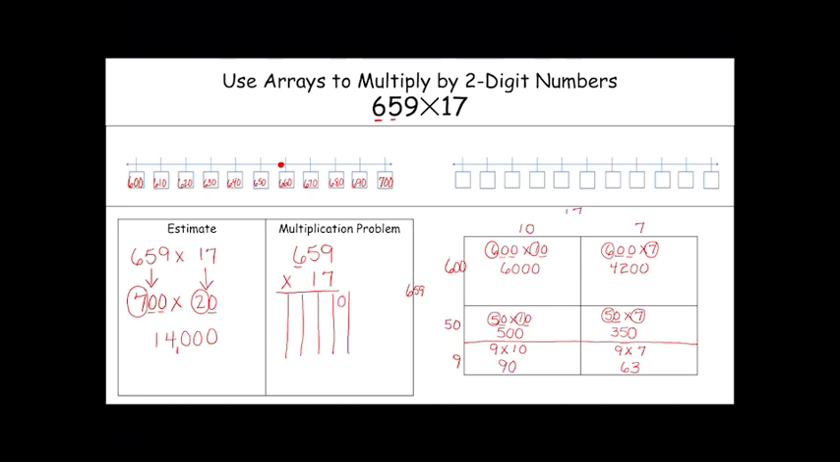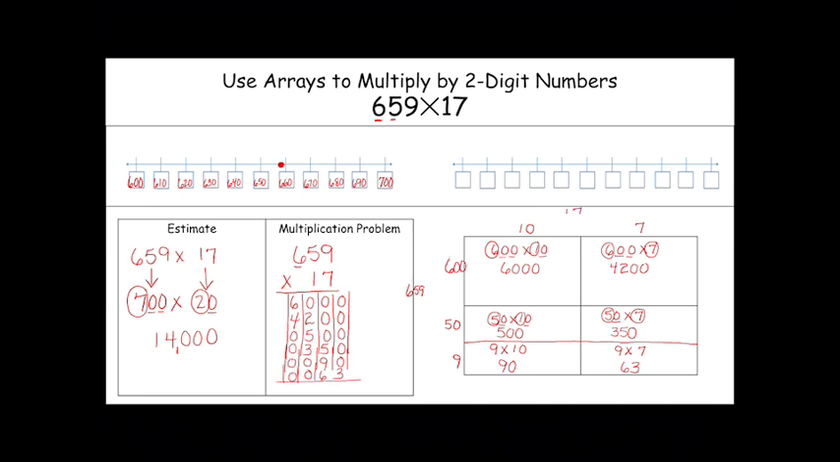Here we go. 1, 2, 3. My 6 for 6,000. 1, 2. And my 2 in the hundreds and my 4 in the thousands. 1, 2. My 5 in the hundreds place. 1. My 5 and my 3 in my hundreds place. Let me extend my lines. Then I have 90 and 63. Fill in zeros.